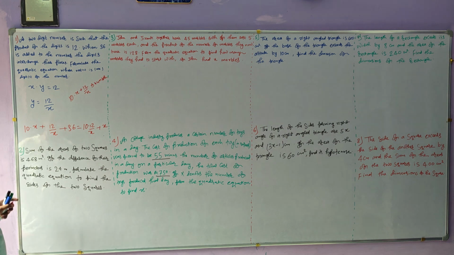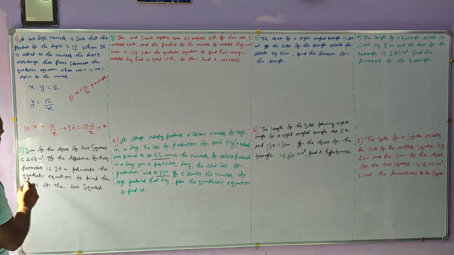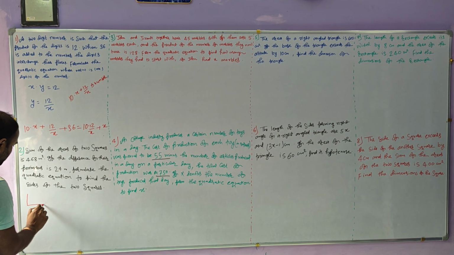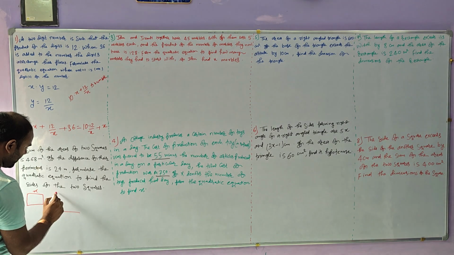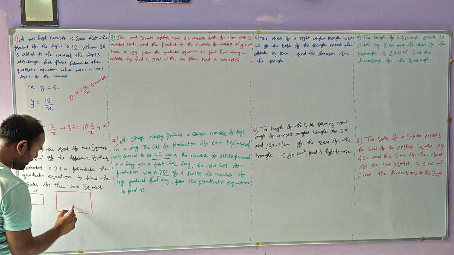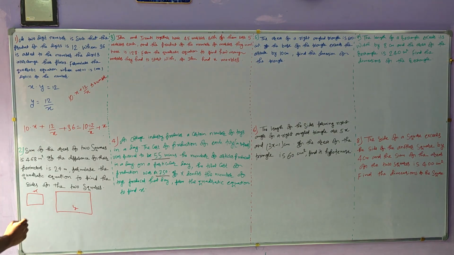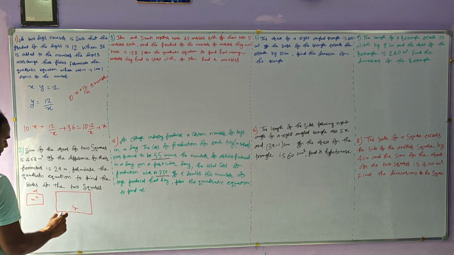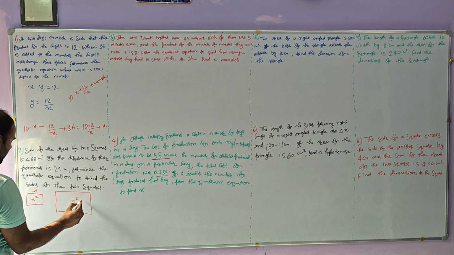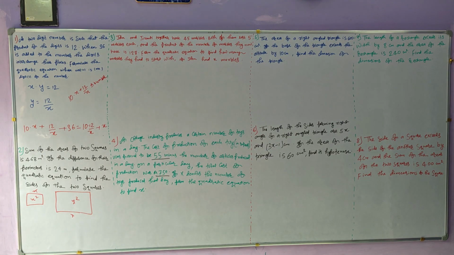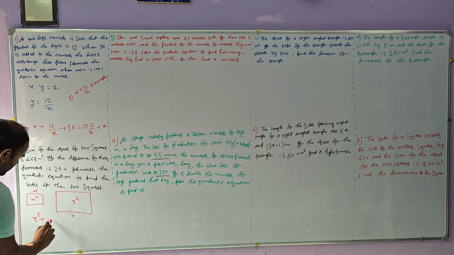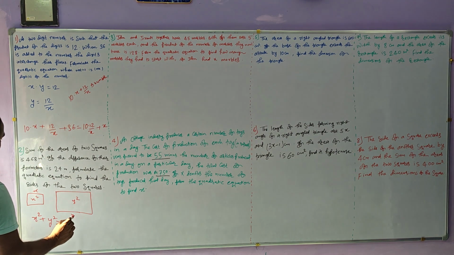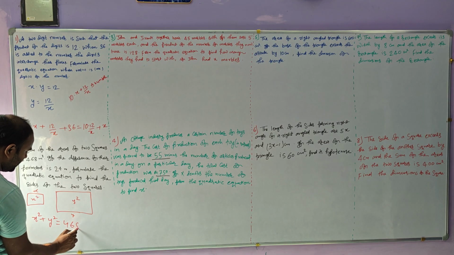The sum of the areas of two squares is 468 square meters. Let me draw a square of side x and another square of side y. Its area is x square and the other's area is y square. So we have x square plus y square is equal to 468.